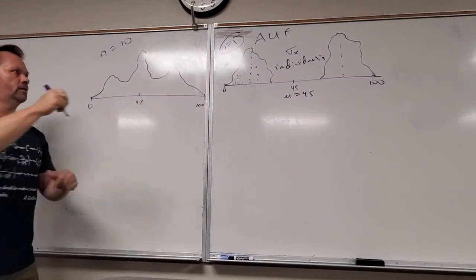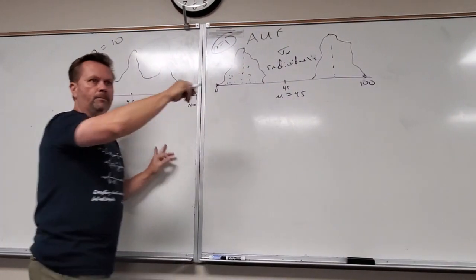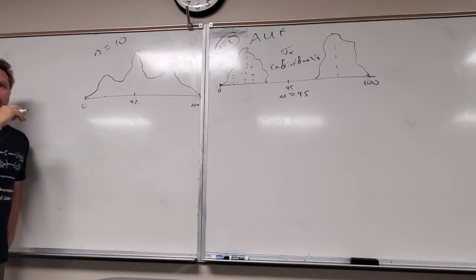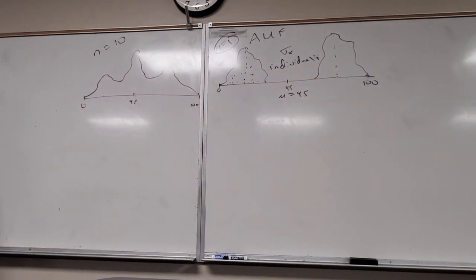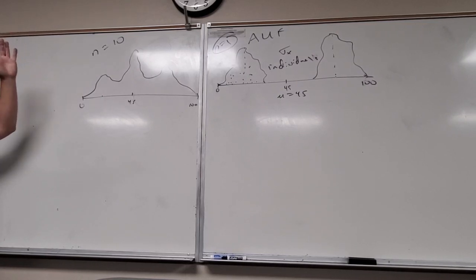Can somebody tell me? Every dot here is an individual person. It's that person's age, correct? What is every dot here? Average of 10 people, right? The sample. I love it.